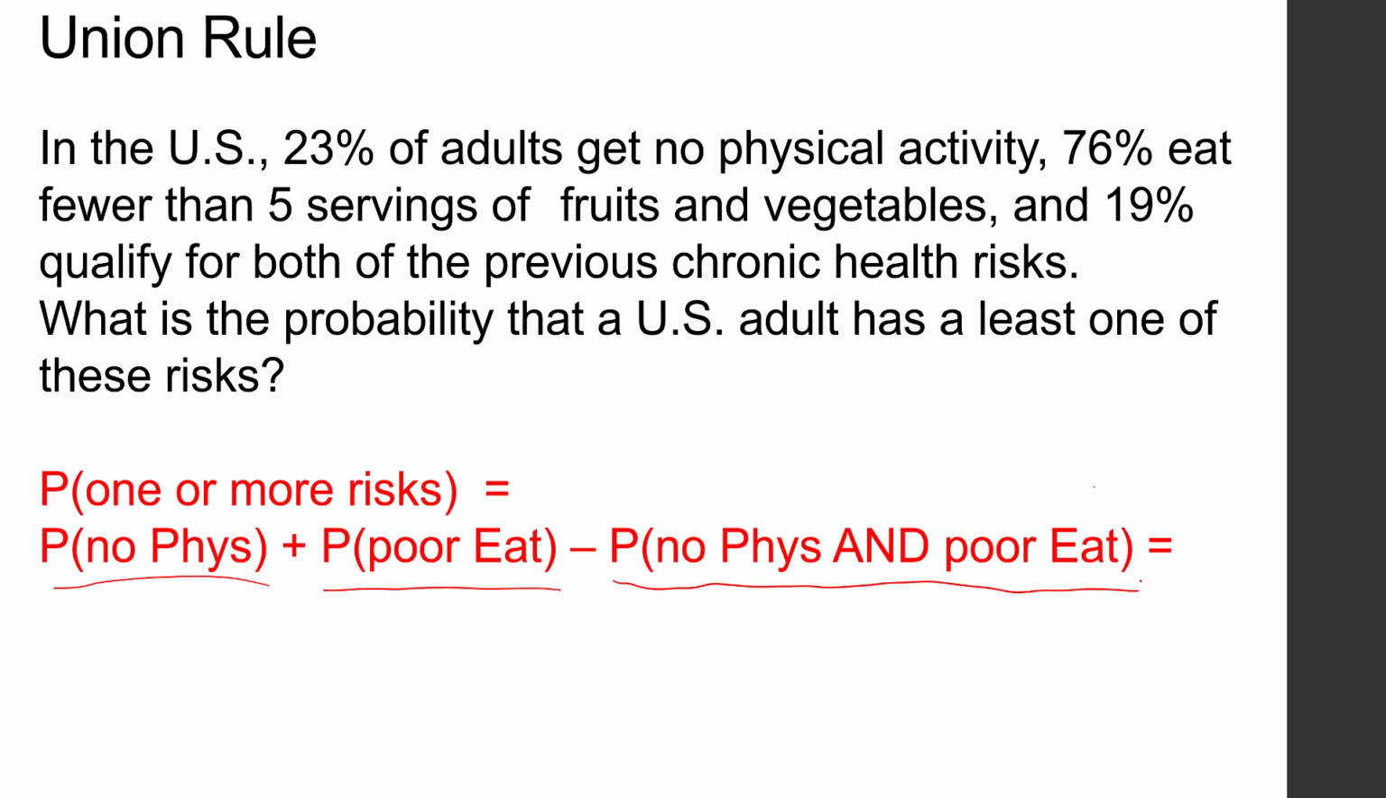once, okay? Notice that the word and is interchangeable with intersection, okay? And the word or is interchangeable with the union word. All right, so we've got these probabilities from the blurb. 0.23 plus 0.76 minus 0.19 equals 0.8.